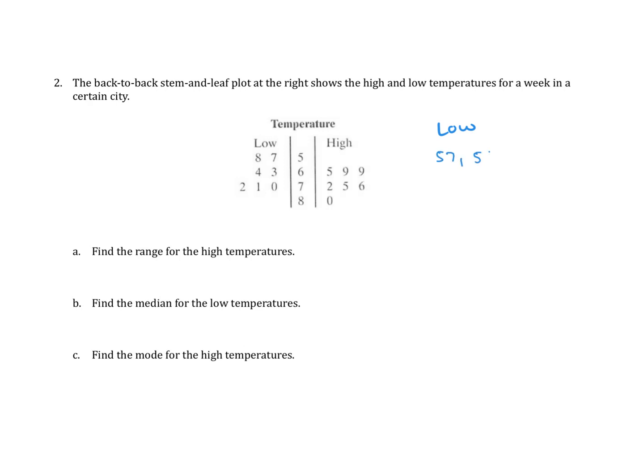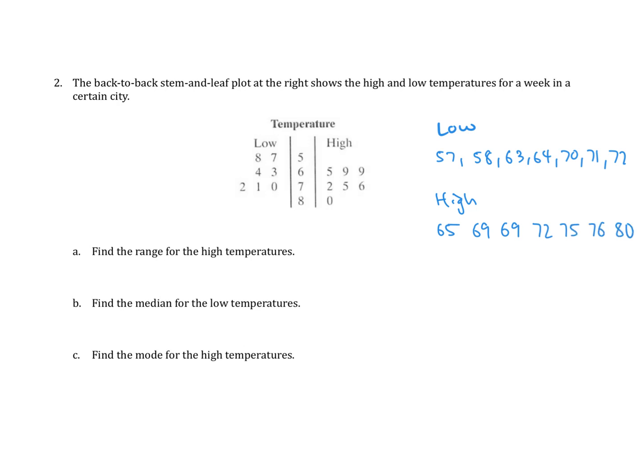57, 58, 63, 64, 70, 71, and 72. And the high temperatures would be, well, I don't have any in the 50s because there are no leaves right here. My lowest high temperature would be 65, and then we have 69, another 69, 72, 75, 76, and 80.